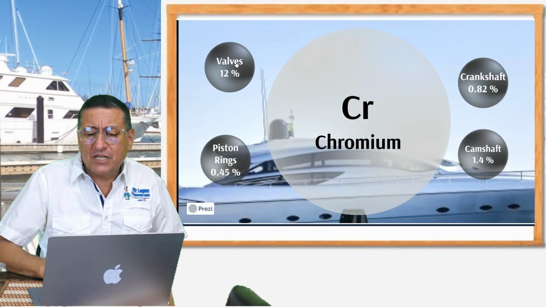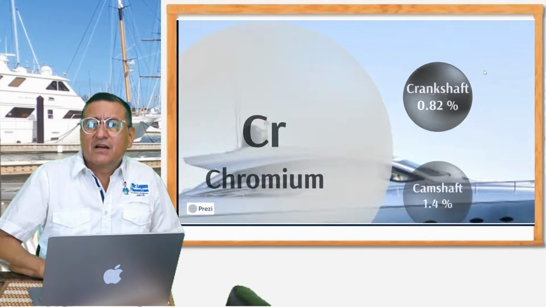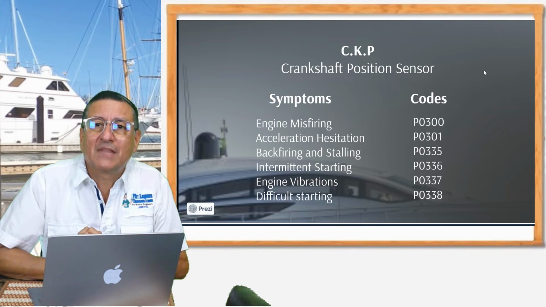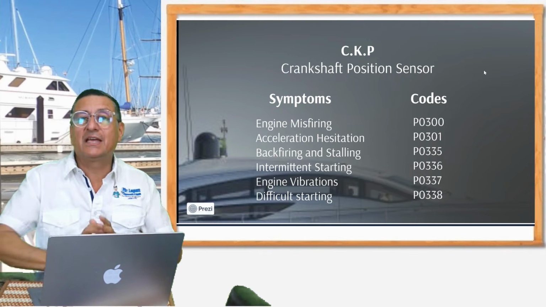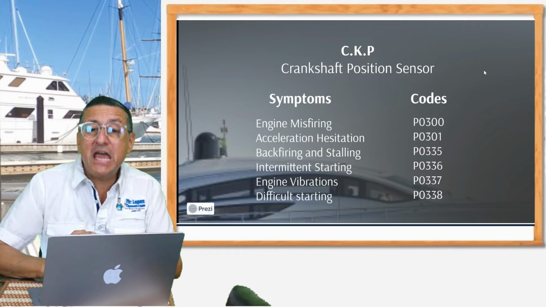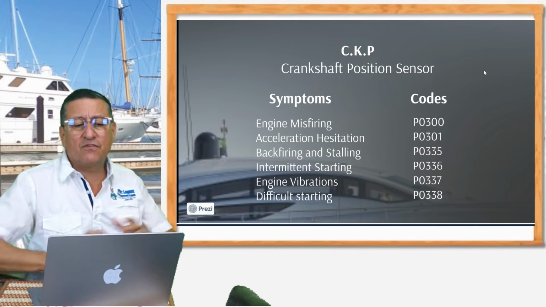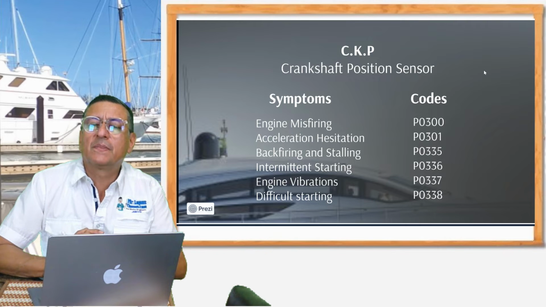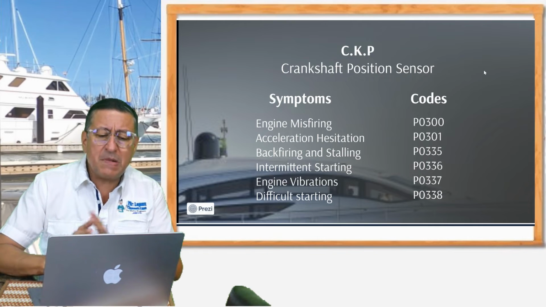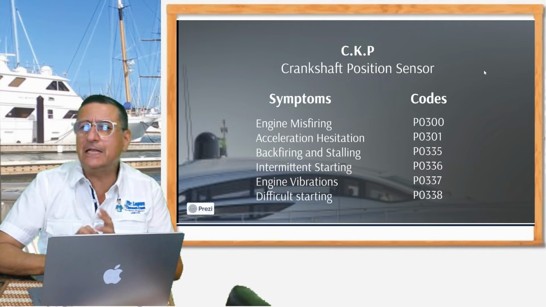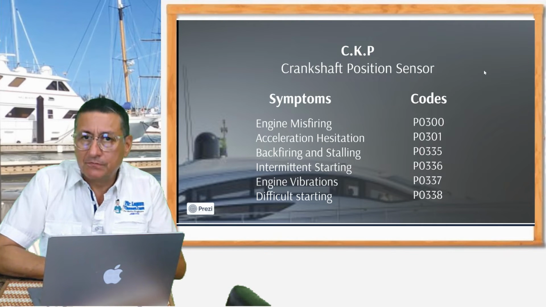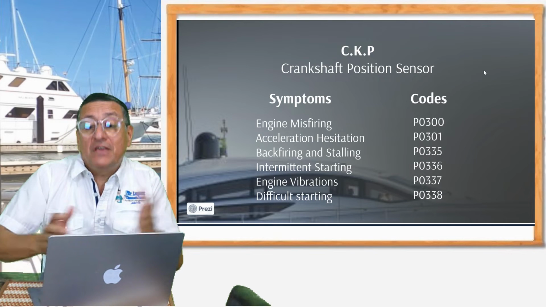What happens if the concentration is on the crankshaft? On the crankshaft, probably you have the crankshaft position sensor activated. And those are the codes related with the crankshaft position sensor, P0300 until P0330A. Different possibilities for a crankshaft position sensor. Okay, normally it is misfiring, acceleration is not clear, backfiring, the engine doesn't start easily or doesn't start, and vibrations, misfiring. Okay, this is if it's on the crankshaft.